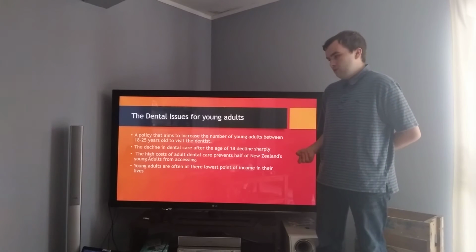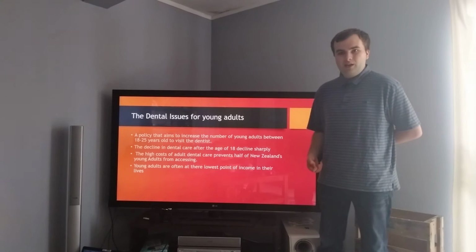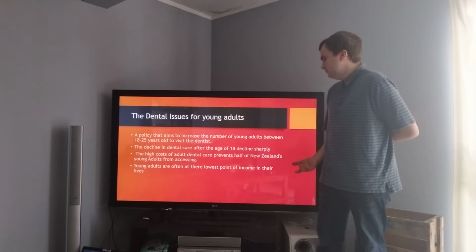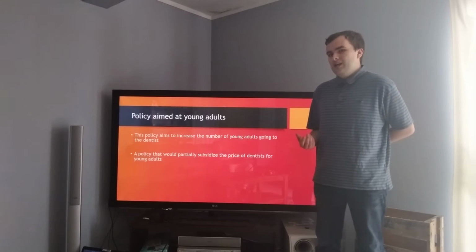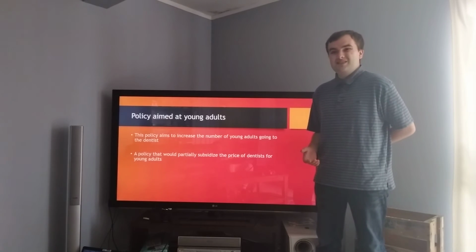As most young people are only just entering the workforce, leaving home and going into university. This policy is aimed at young adults and making sure that the number of young adults going to the dentist increases.